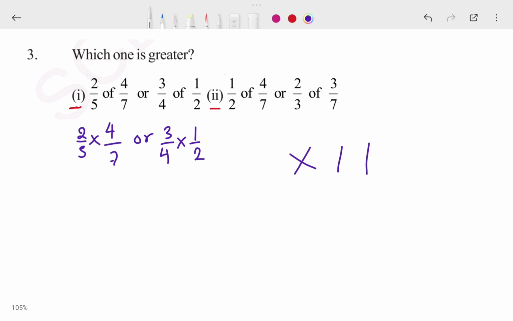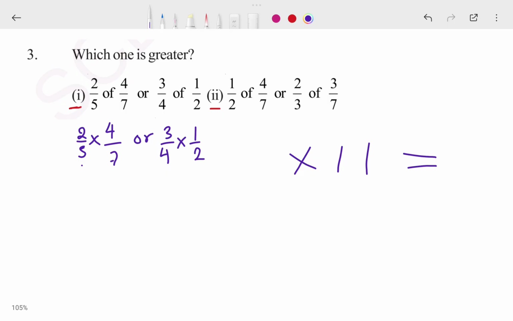Now let's see. So we know that we can do crisscross, otherwise vertically. So 2 and 7, is it possible to divide? No, it is not possible. 5 and 4, will it divide? No, it is also not possible to divide. Now we will see 2 and 5. Will 2 and 5 divide? No, it cannot divide. 4 and 7 will divide? No, it cannot divide. When it does not divide, then what we can do, we directly multiply. We can multiply row wise.